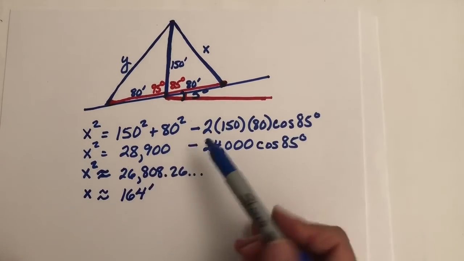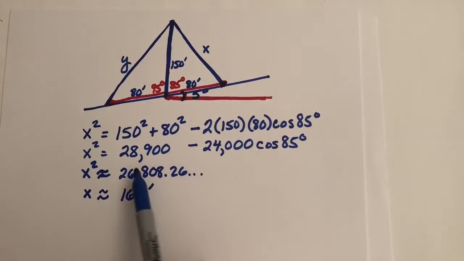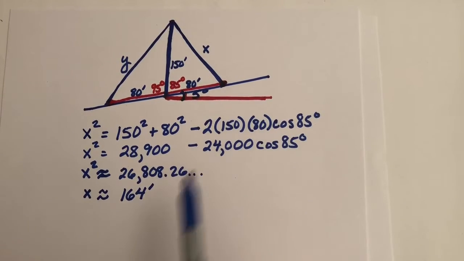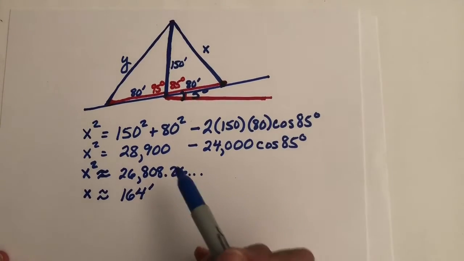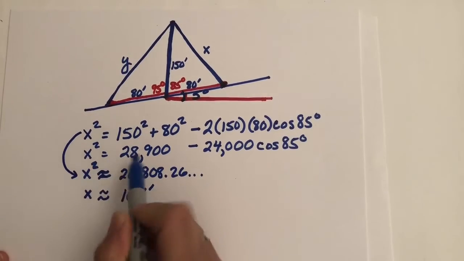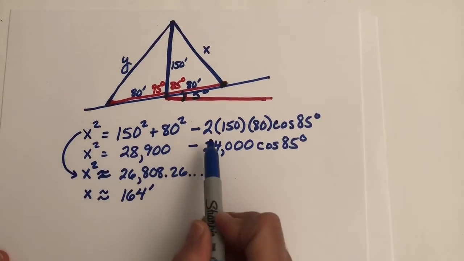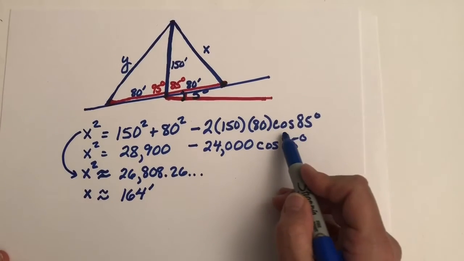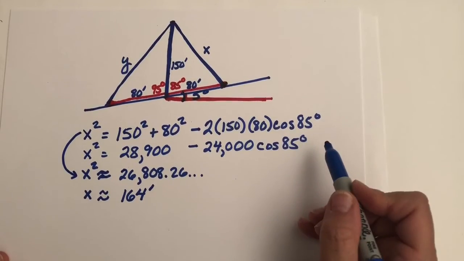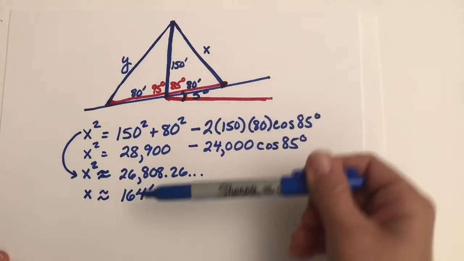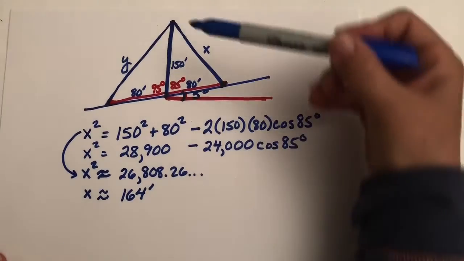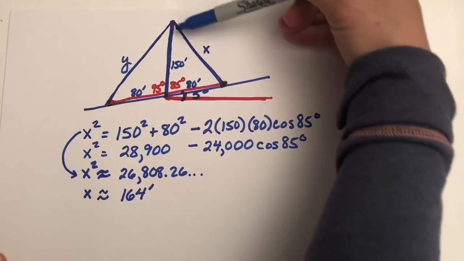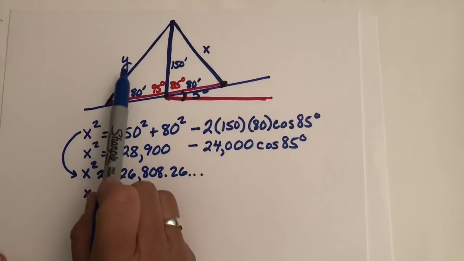Now, let me point out, I took an intermediate step from here to here by doing some arithmetic calculations. You have a scientific calculator, so you could go here directly just by punching in 150 squared plus 80 squared minus 2 times 150 times 80 times the cosine of 85 degrees. In fact, you could go straight from here to here if you punched it in with the square root of that entire quantity. But we now have the side of this triangle. Let's see if we can find y.